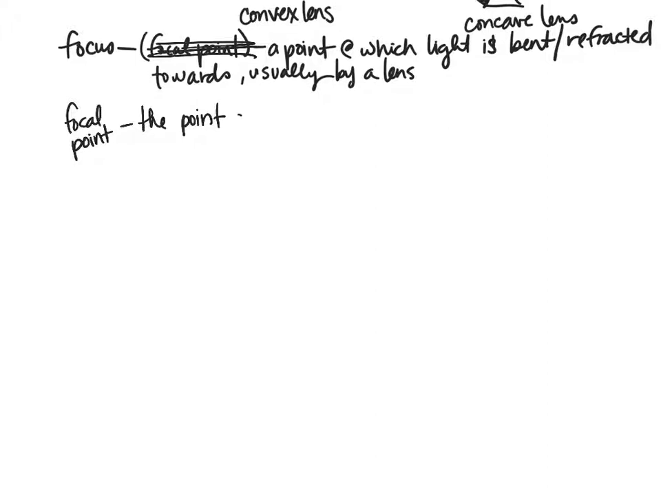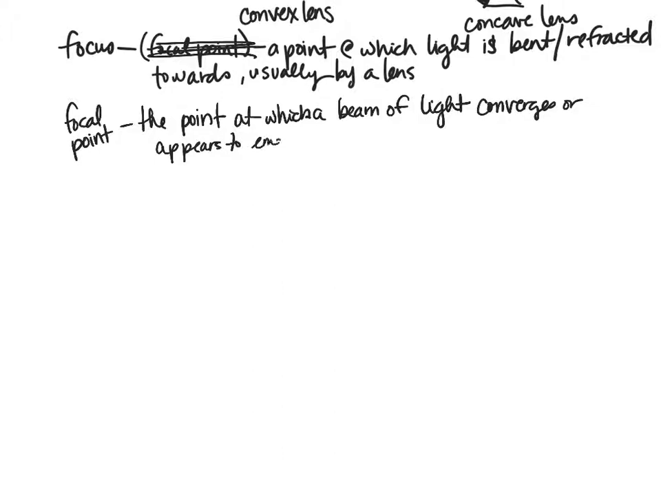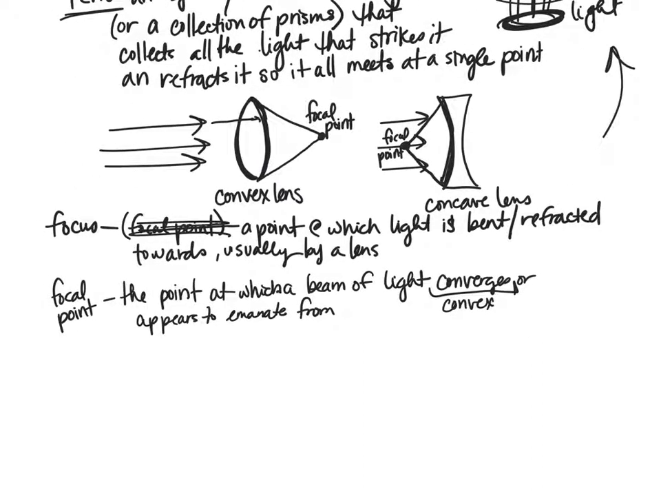is the point at which a beam of light converges or appears to emanate from. The reason that it says converges, if we say converges, what we're talking about is our convex lens, because it converges at this point here. And then our emanate, so it seems like it emanates from, in this case, we're talking about our concave lens.